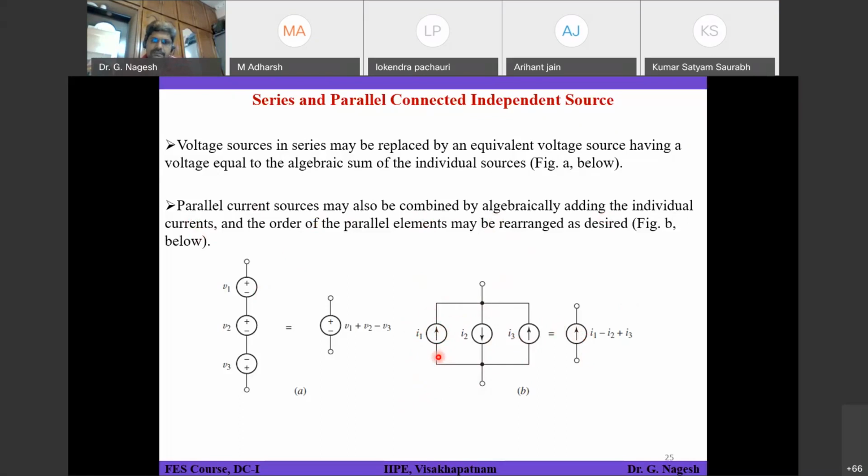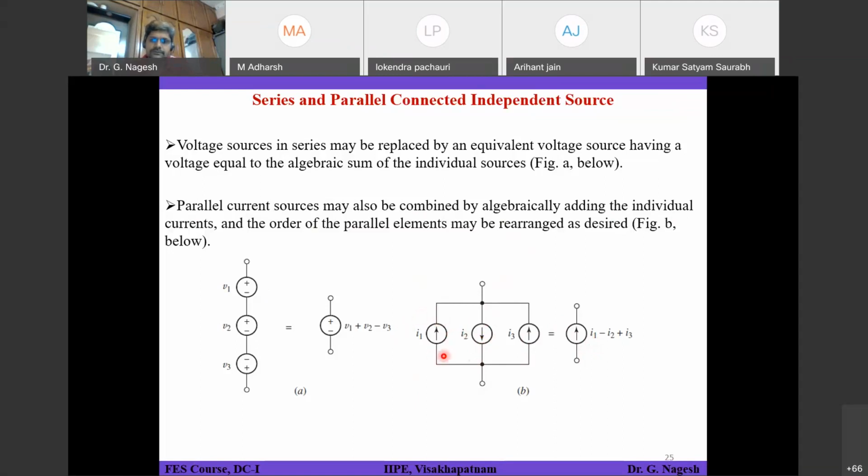So I1 is my reference. Current flowing to the top is my reference. That means I am considering current flowing in the upward direction as a positive value. So that's why I1 is positive. If you see I2, it is flowing in the downward direction. So it is opposite to my reference chosen.